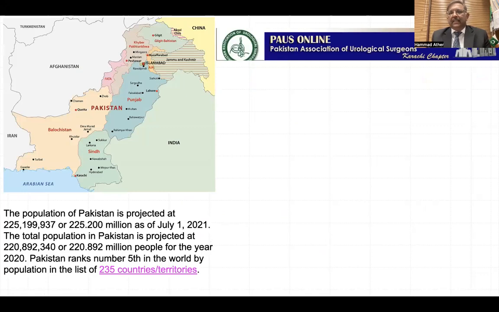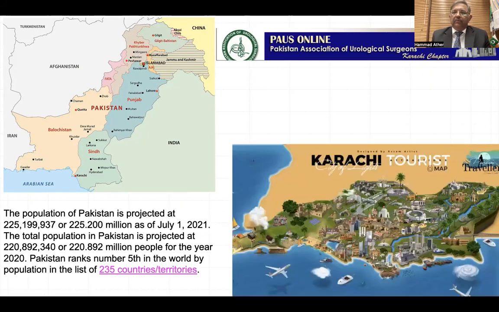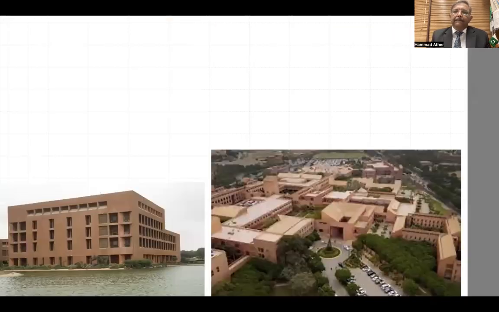Pakistan is the fifth largest country in the world with a population of over 220 million. And Karachi, where I work and live, is the largest city, the port city, with a population of about 22 million. The Pakistan Association of Urological Surgeons was founded over a quarter of a century back. It's a very vibrant organization with close to 1,000 full members now.